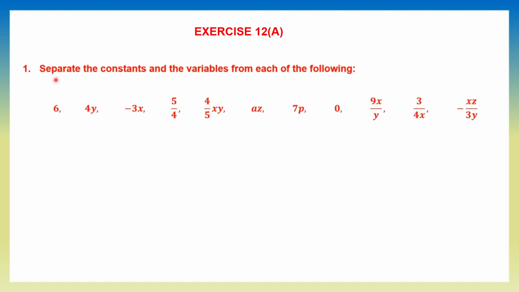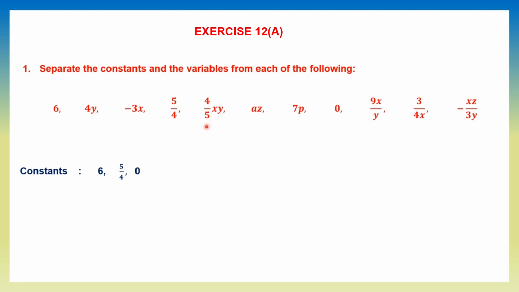So here this question says separate the constants and the variables from each of the following. So from these let's pick out the constants and the variables. So the constants are 6, 5 by 4 and 0. So we have 6 here. 4y, because of the letter y, it's a variable. Because of the letter x, minus 3x is a variable. 5 by 4 is a constant. So we have to write it down.